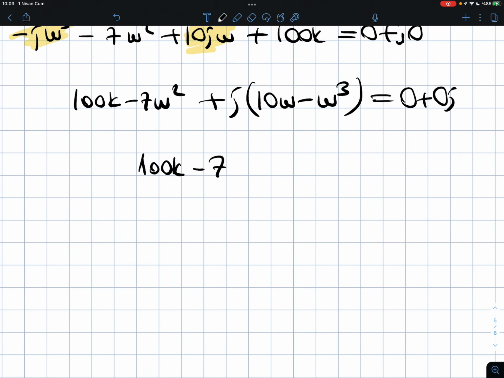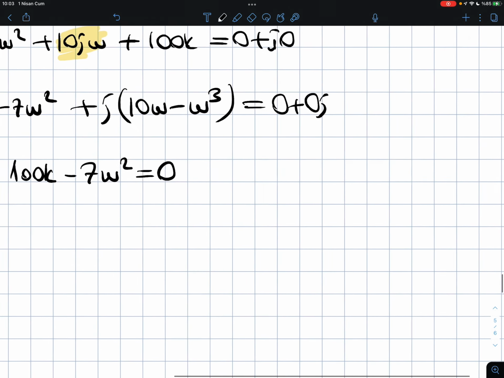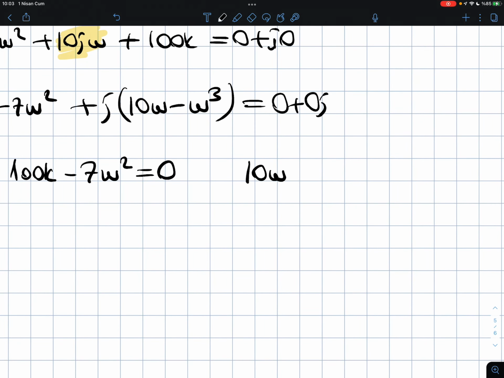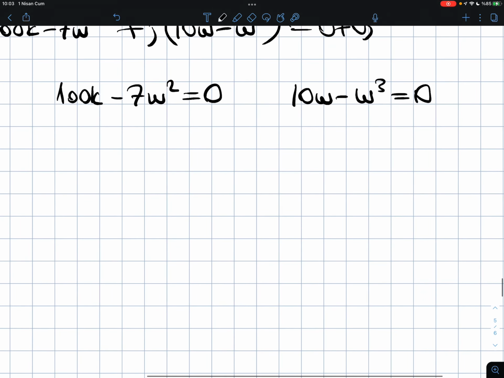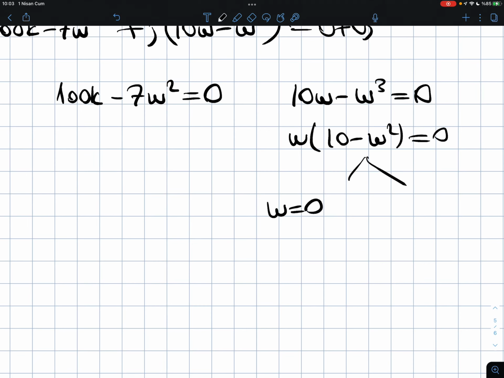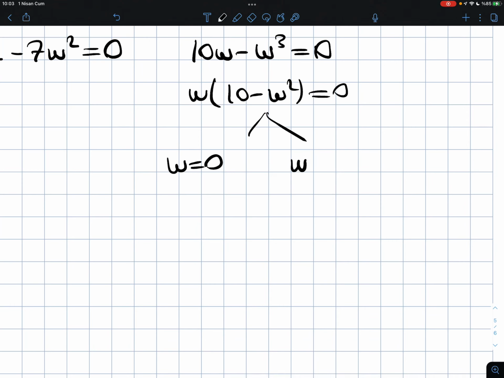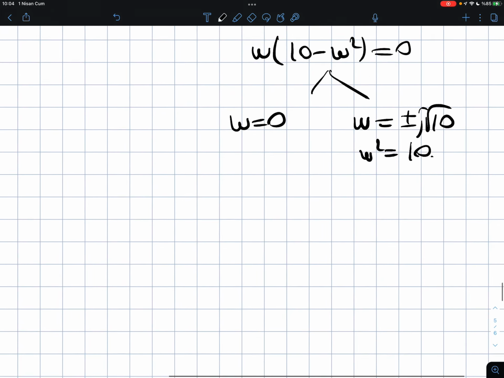100k minus 7 omega squared should be equal to 0, and 10 omega minus omega cubed should also be equal to 0. Now I can already see that omega times 10 minus omega squared should be equal to 0, and this gives me two solutions. One of them is omega equals 0, the other one is omega equals plus minus j square root of 10, or omega squared is equal to 10.